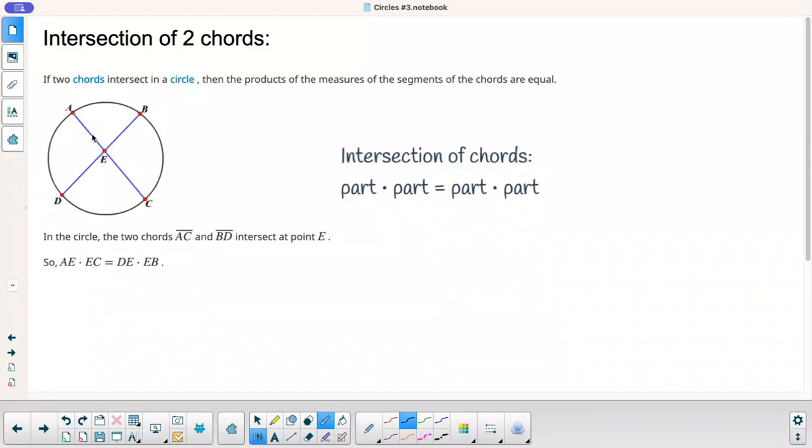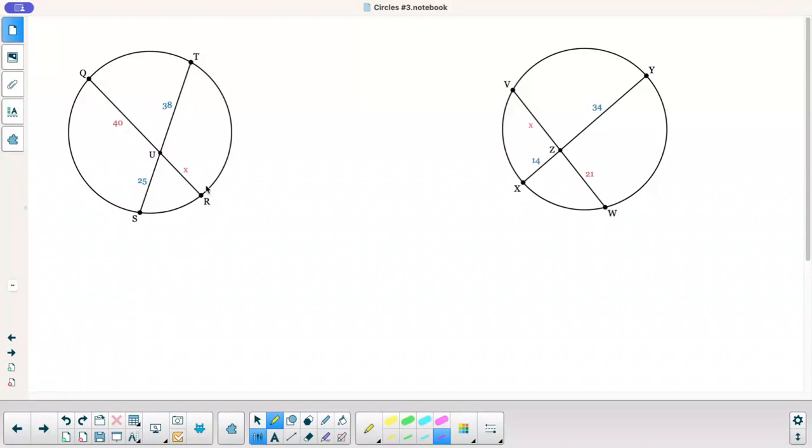So if you think of it, if I use some colors here, AE times EC is going to equal DE times EB, or in other words, part times part equals part times part. So you just multiply the two pieces that they're divided into times each other. I gave it to you nice and color coded here.